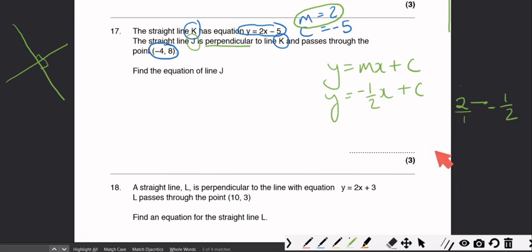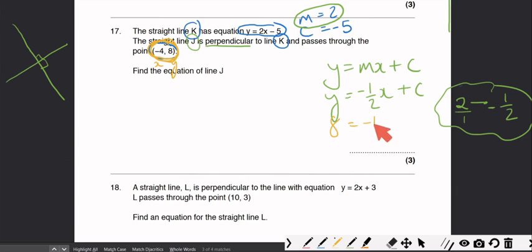Right, how do we go forward with this? I need to find the value of c, where it crosses the y-axis. And what information will help me is this bit here. That's what's going to help me, because that's there for a reason. That's your x value and that's your y value. So let's substitute. y is 8.